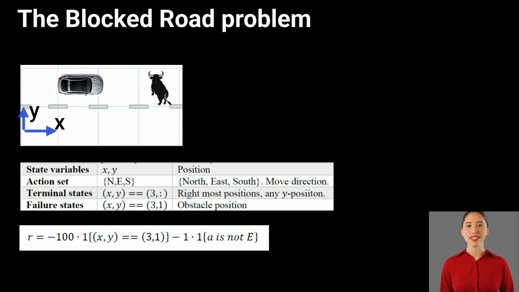The bull is located at x equals 3 and y equals 1. If the agent crashes into the bull, it receives a severe negative reward of -100. Changing lanes, that is, changing the y position, results in a small negative reward of -1.